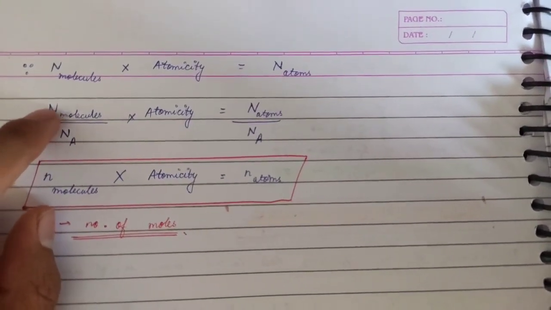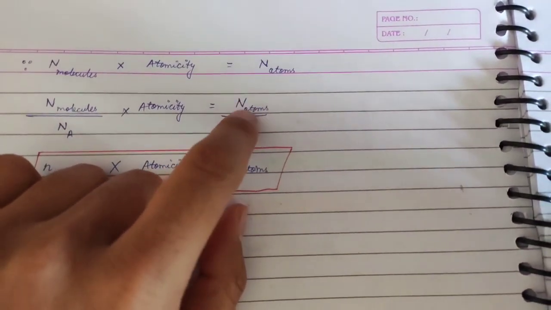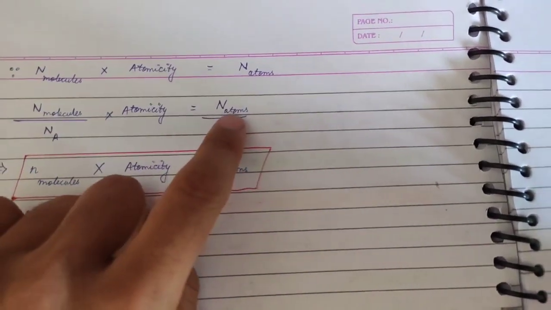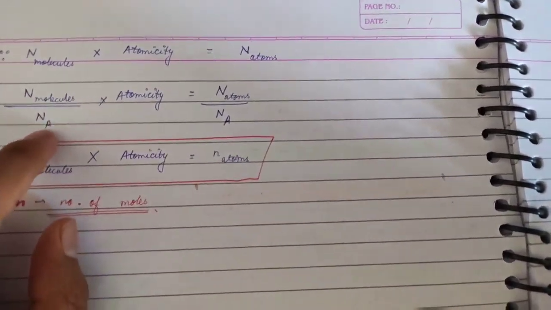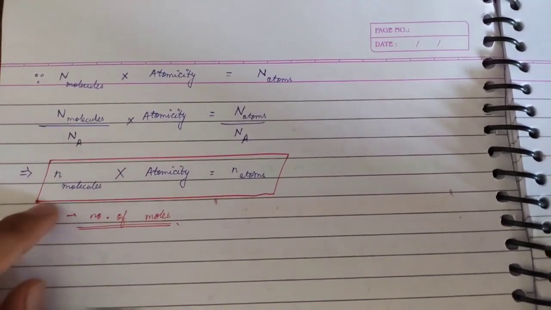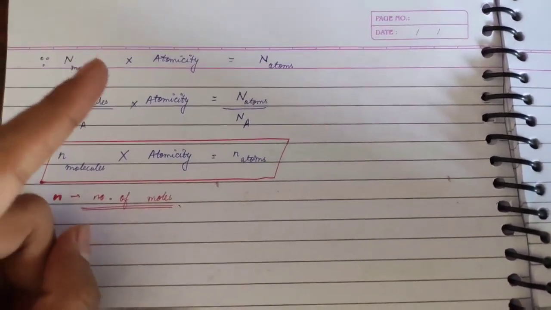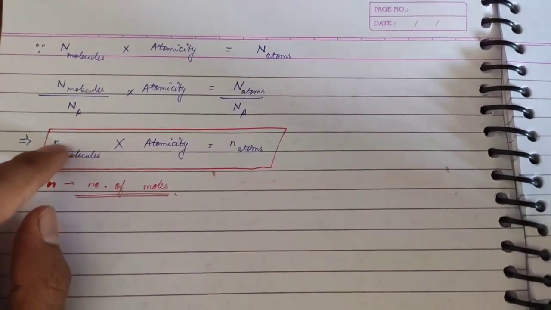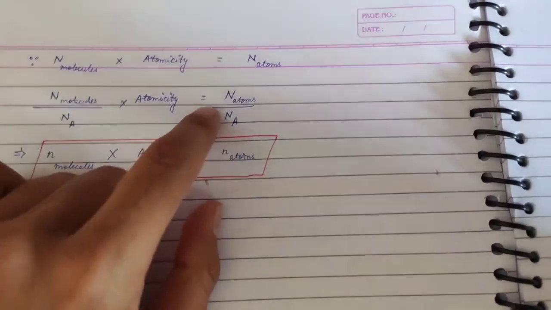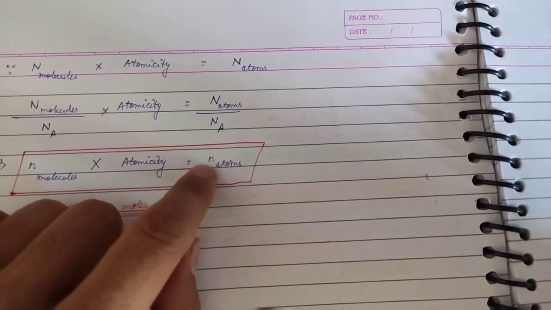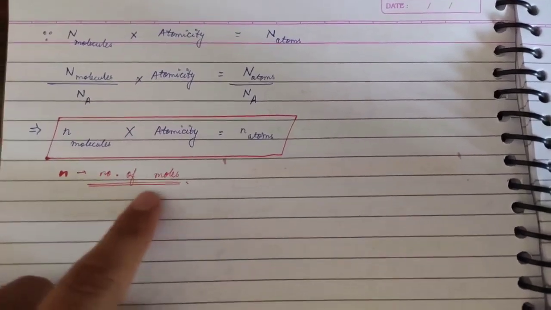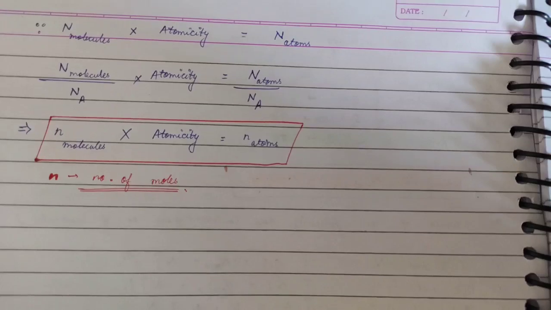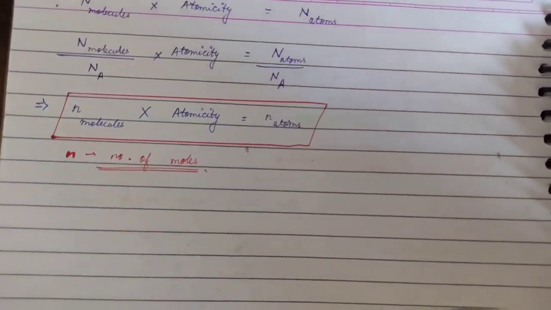So number of molecules by Na is equal to number of atoms by Na. We are dividing by Na in both cases, so this will make no difference. Number of molecules by Na gives us the number of moles, because the actual number divided by Avogadro's number gives us the number of moles. So the number of moles of molecules into atomicity gives us the number of moles of atoms, where n is the number of moles. This is the formula you must remember. This will make your calculations even faster.